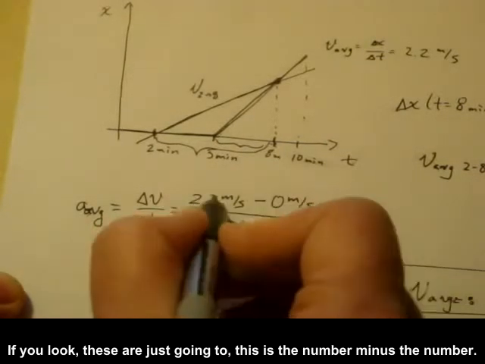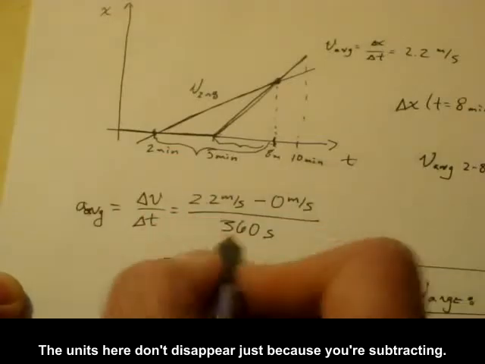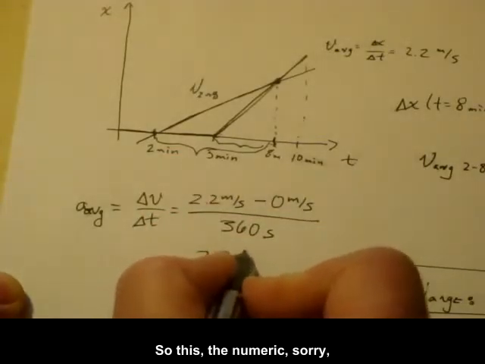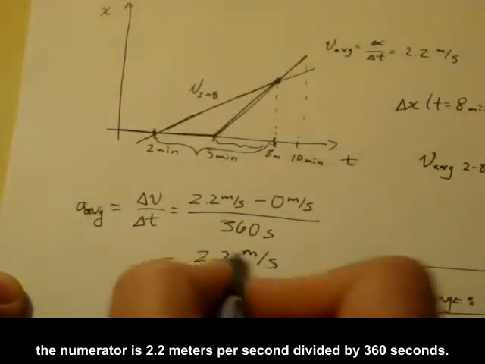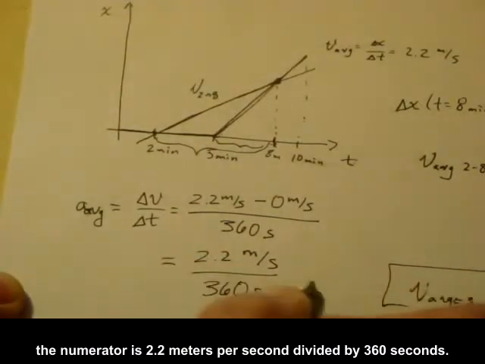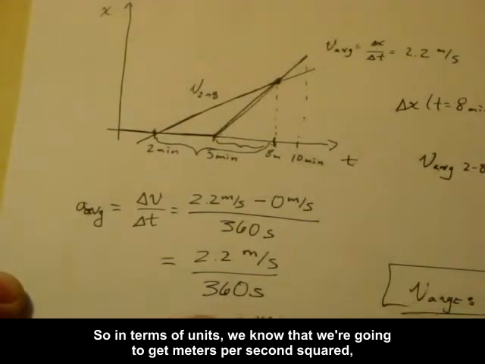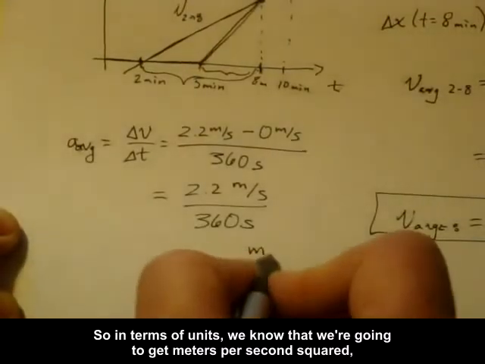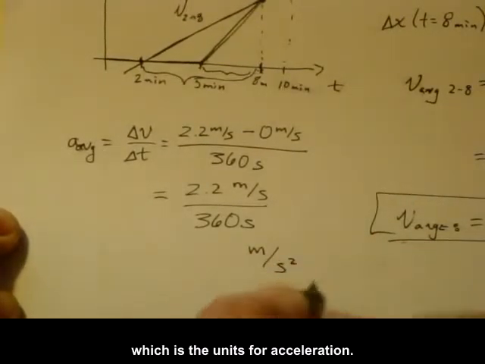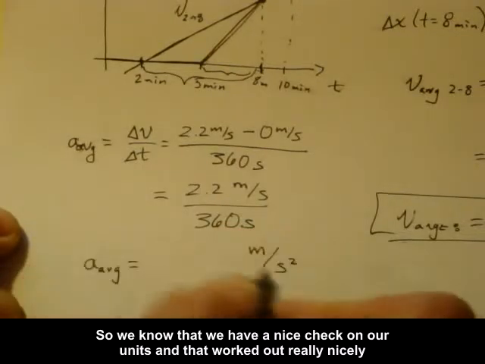If you look, this is just the number minus the number. The units here don't disappear just because you're subtracting. So the numerator is 2.2 meters per second divided by 360 seconds. So we have meters per second divided by seconds. So in terms of units, we know that we're going to get meters per second squared, which is the units for acceleration. So we have a nice check on our units, and that worked out really nicely.